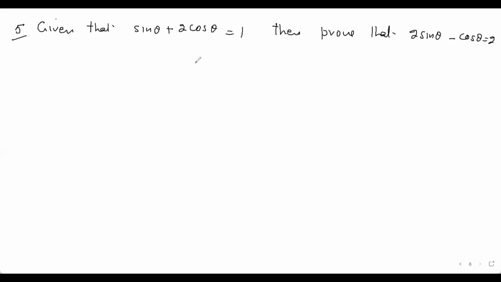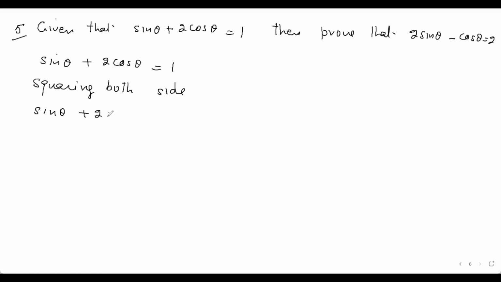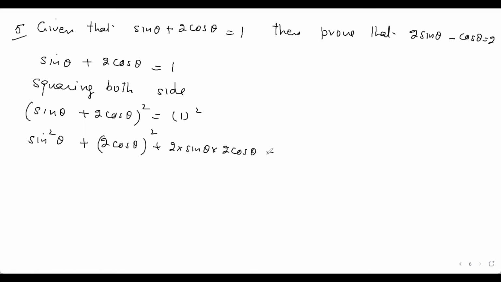Now I am going to do the fifth one. Given that sine theta plus 2 cos theta is 1, then prove that 2 sine theta minus cos theta is equal to 2. Sine theta plus 2 cos theta is 1. Squaring both sides, sine theta plus 2 cos theta whole square is equal to 1 whole square. This is equal to sine square theta plus 2 cos theta whole square plus 2 times sine theta into 2 cos theta is equal to 1.